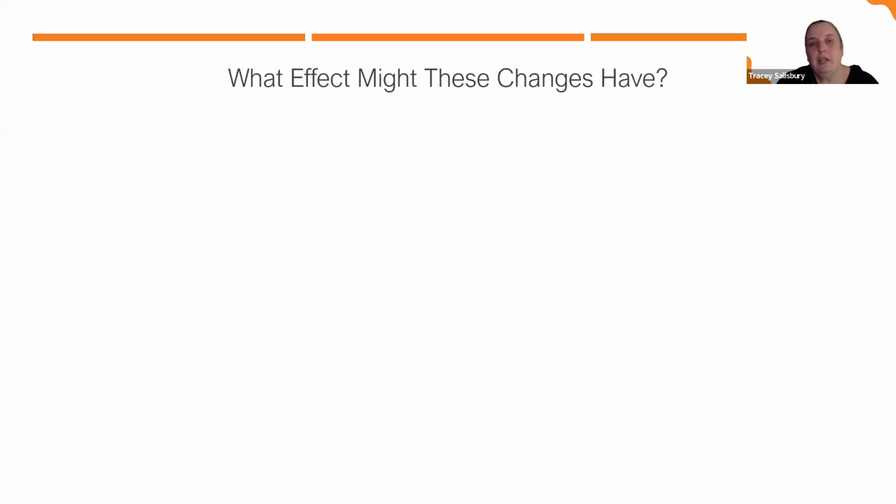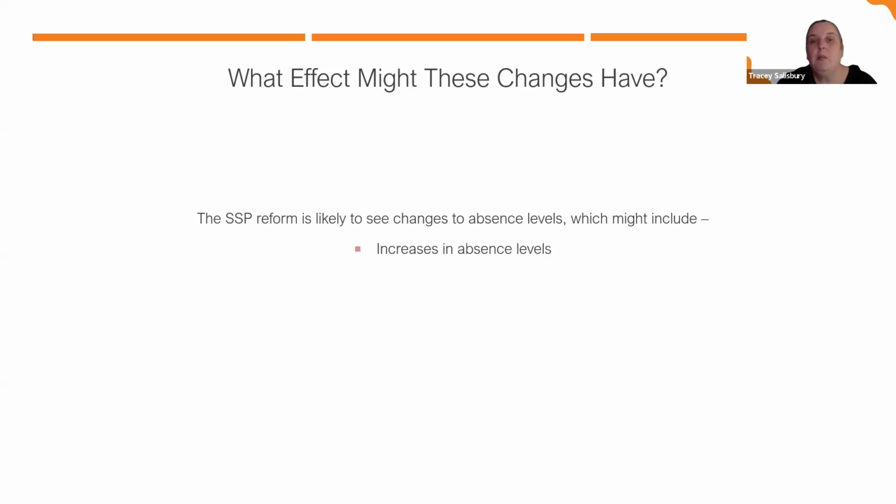So what effect might the changes have? As we said a moment ago, the biggest change likely to come is that there probably will be an increase in absence levels. Now, whether that's because people that previously couldn't afford to be off sick now can, or whether it's because the payments are now there to make it easier for people to come off.